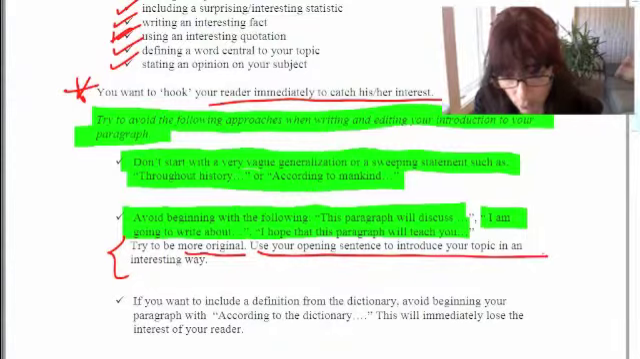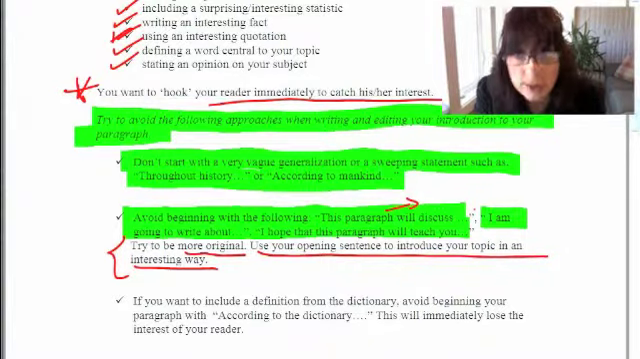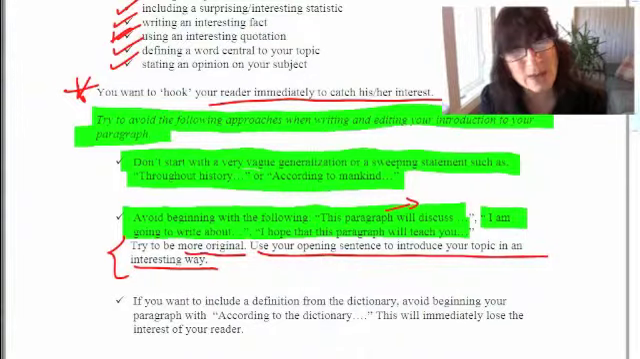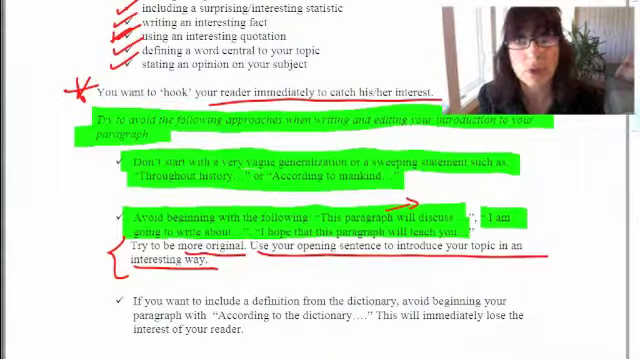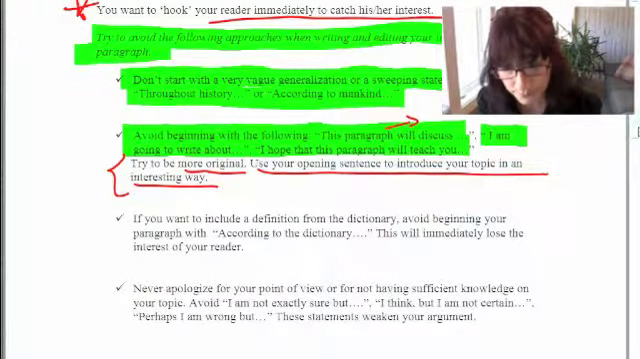So you're using your opening sentence to introduce your topic in an interesting way. By saying this paragraph will discuss, well, of course we know that's what you're going to be talking about. Or I'm going to write about, no, don't even include that, just get right into the point. Or I hope that this paragraph will teach you sounds weak. You know it's going to teach me something, so don't say, I hope it will, and if it doesn't, I'm sorry, and you're making an apology. Just get right to the point, be forceful, be clear. Have confidence in what you're saying.